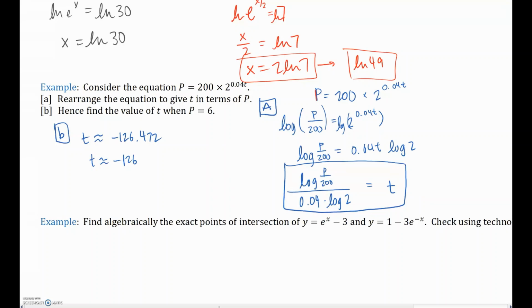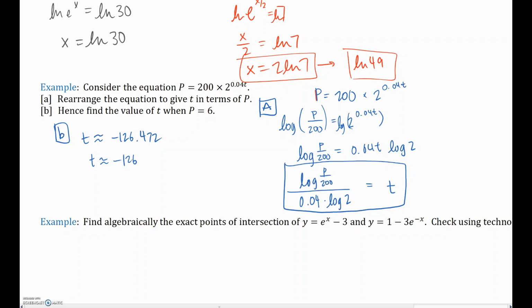All right, now let's try this last example. Find the exact points of intersection. All right, exact points of intersection. Probably going to have the word log in them again. And how do I know that? Because I see some exponentials over there. Points of intersection, that's when the two equations are equal. And luckily they both say y equals.